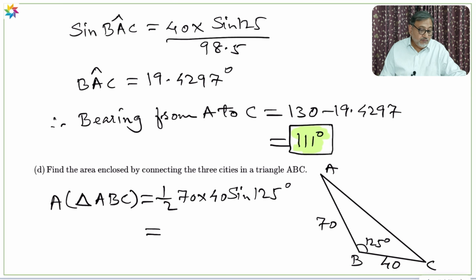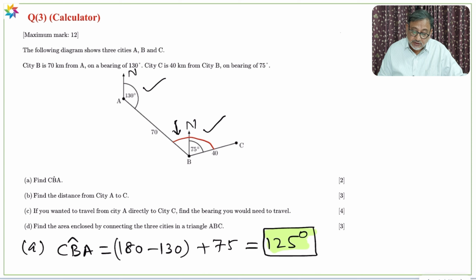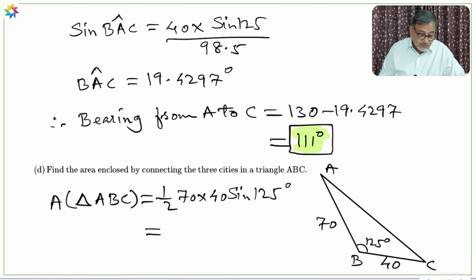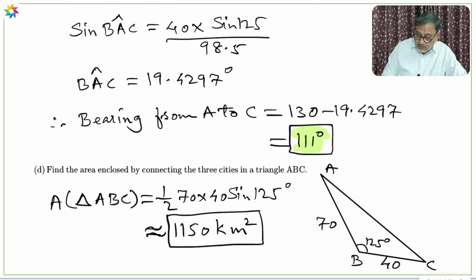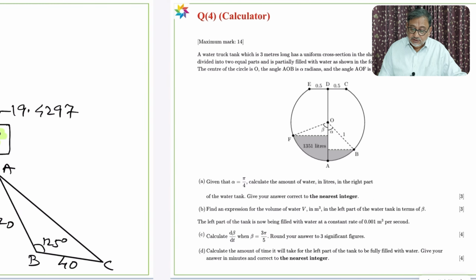That gives me 1146. So we have to find three significant figures, right? Always we find three significant figures. So 1146 will be 1150. So approximately 1150 kilometer square, because everything was in kilometer. So this is the area between the three cities. So like this the problem is solved. I hope you understood this, right?